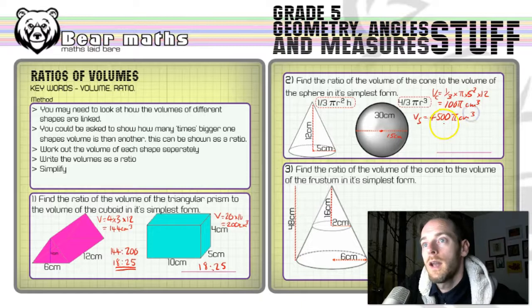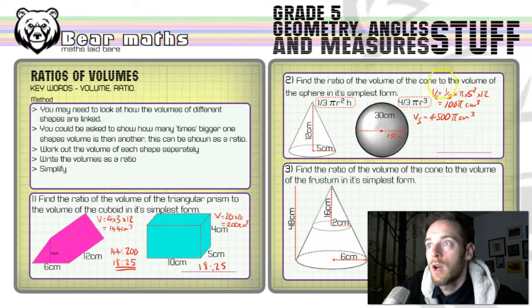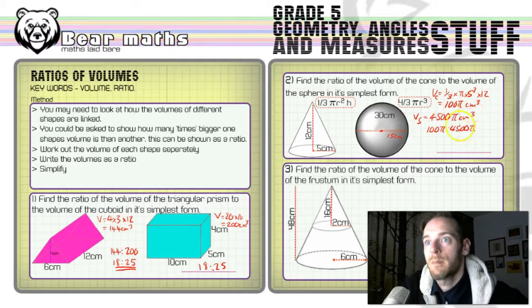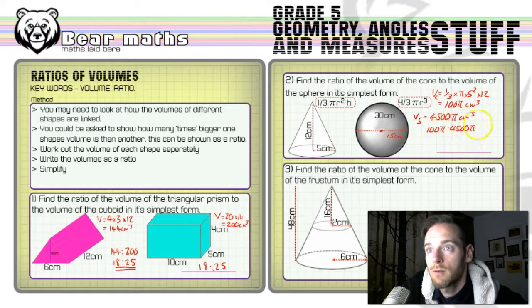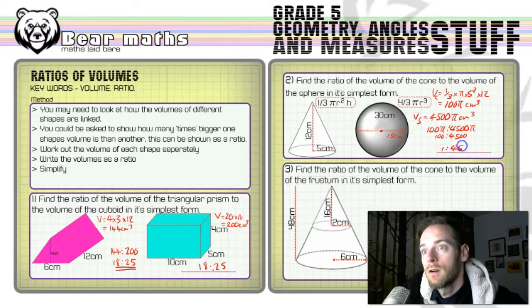Now what we can do is write the ratio of the cone to the sphere's volumes. So 100 pi to 4,500 pi. Again, we can forget about the units, the centimeters cubed. We can also forget about the pi because there's pi on both sides of this, so we can cancel that out. That's going to be 100 to 4,500. And let's just say we didn't have a calculator for this one. Divide both sides by 100, we get 1 on that side and we get 45 on this side.